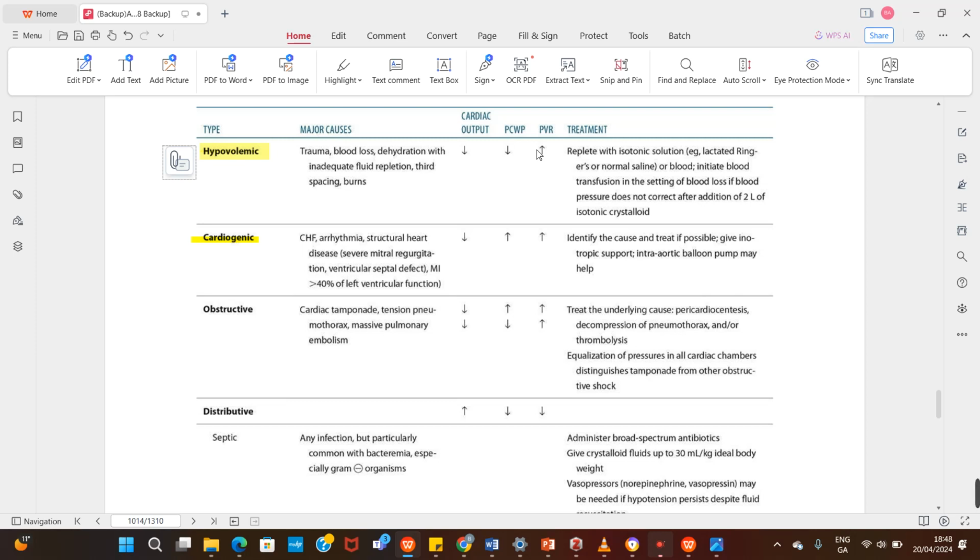That is it. So you treat the underlying cause of the cardiogenic shock. What is causing it? If it's an arrhythmia, treat the arrhythmia, give antiarrhythmics if you need, or synchronized cardioversion. Do that.